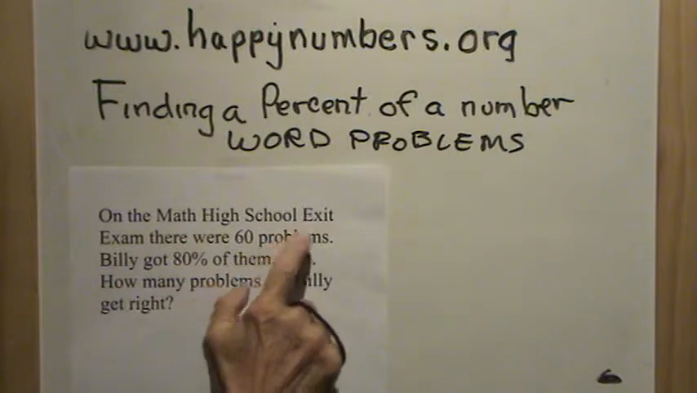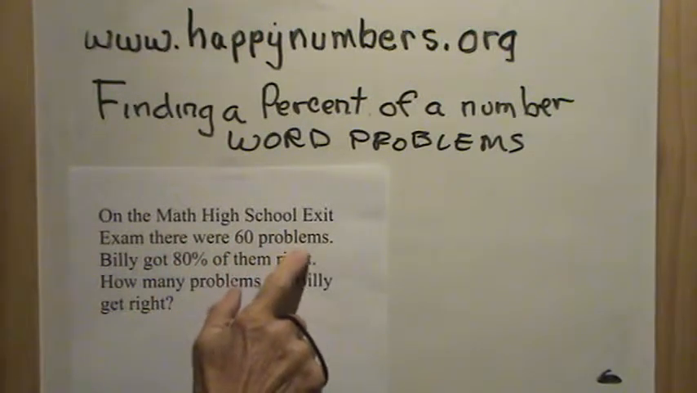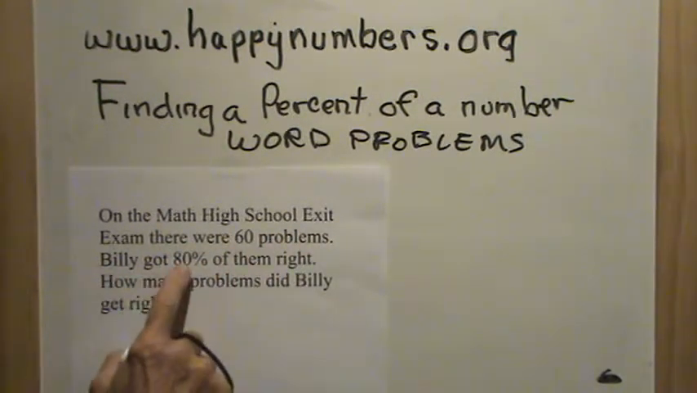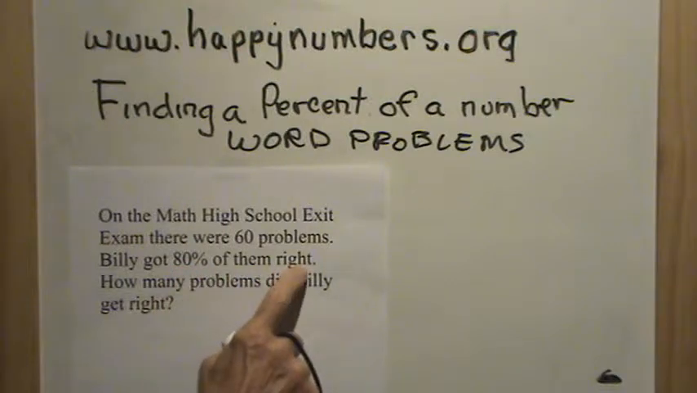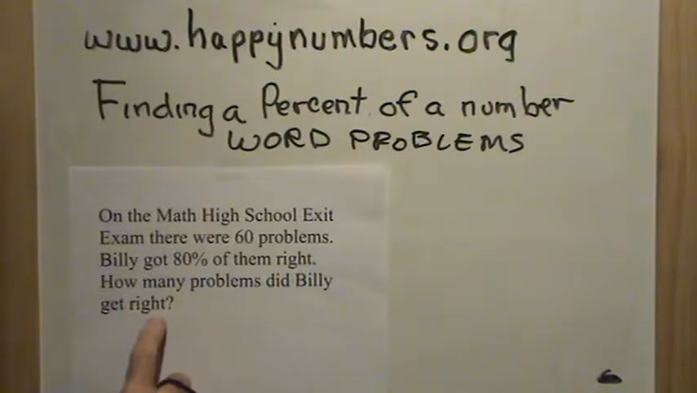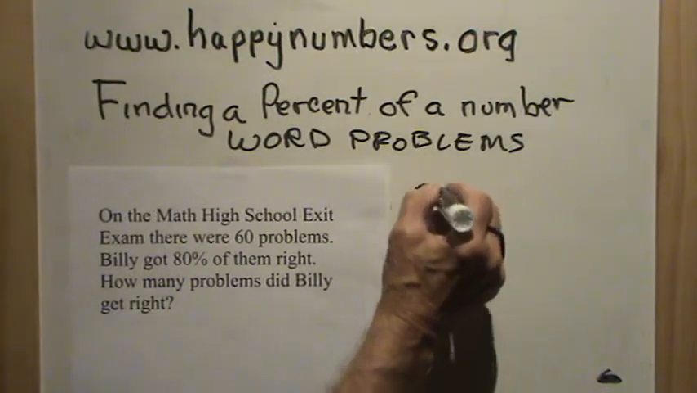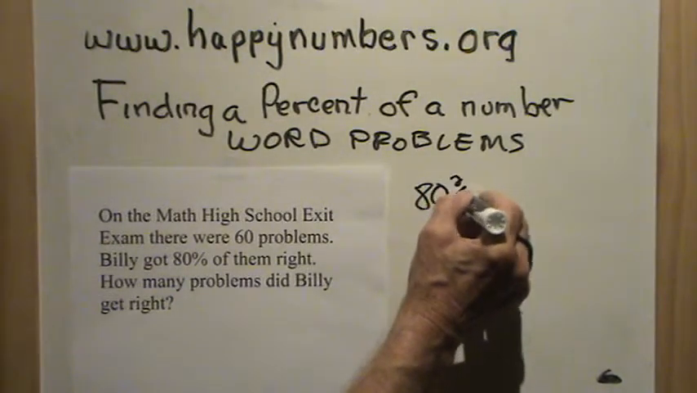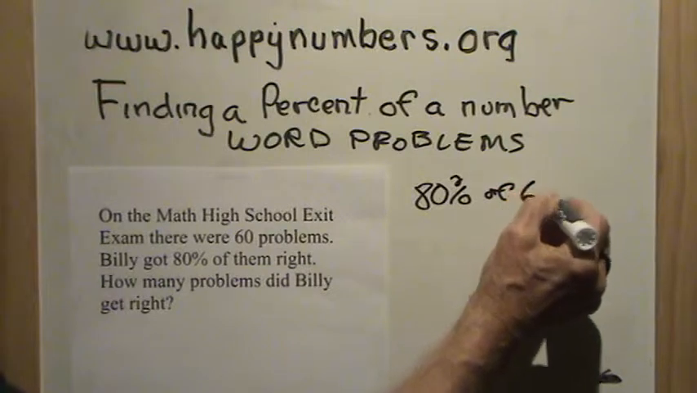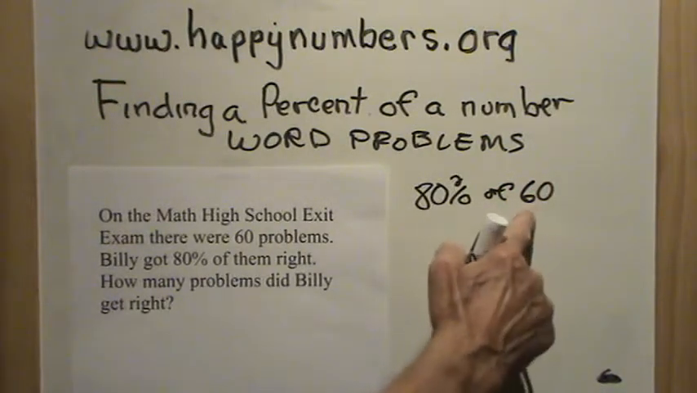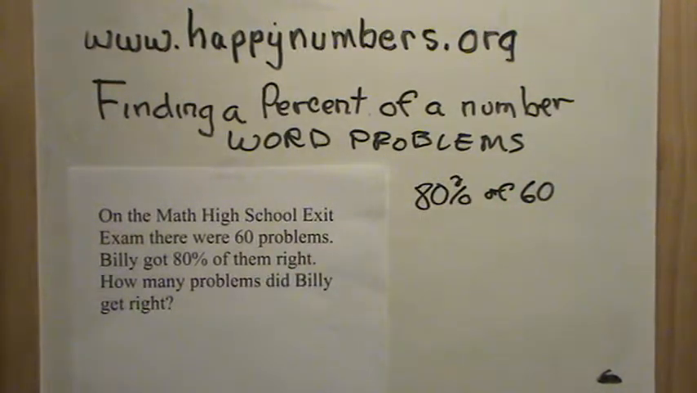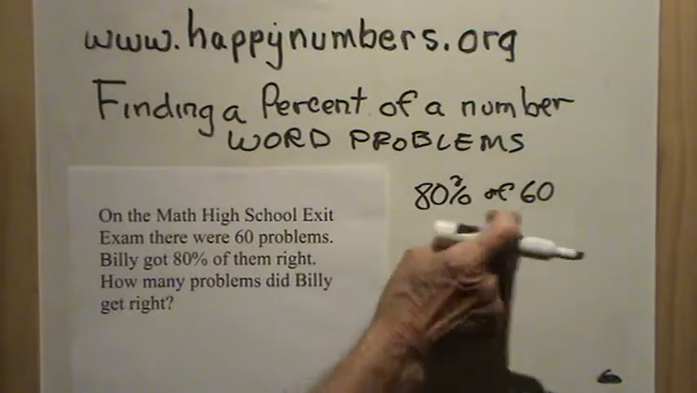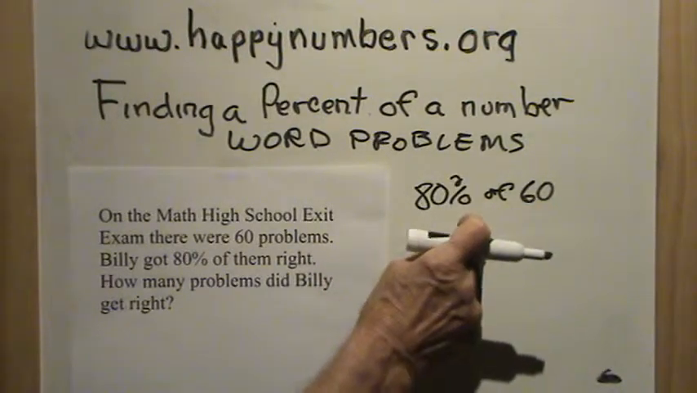On the math high school exit exam, there were 60 problems. Billy got 80% of them right. How many problems did Billy get right? Well, really what we want to know is, what is 80% of 60? Because there were 60 problems and he got 80%. So we want to know what is 80% of 60. That'll tell us how many problems he got right.